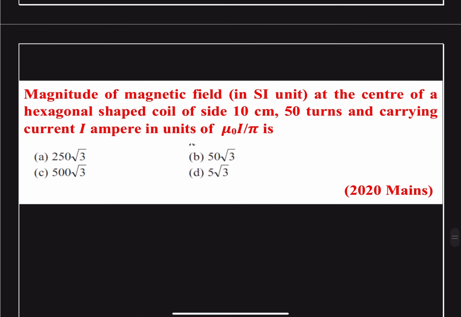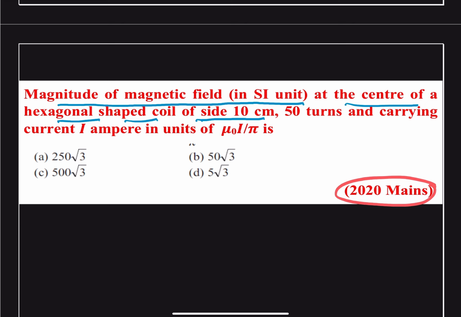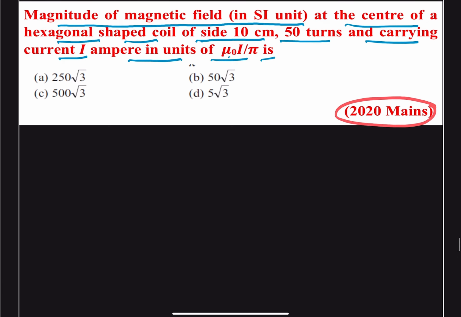So we come to the next question, and here it states that it was asked in the 2020 mains, and it asks the magnitude of magnetic field in SI unit at the center of a hexagonal shaped coil of side 10 centimeter and 50 turns carrying current I ampere, in units of mu naught I upon pi. So this is our hexagonal, and we have to find out the magnetic field at the center of this hexagonal.